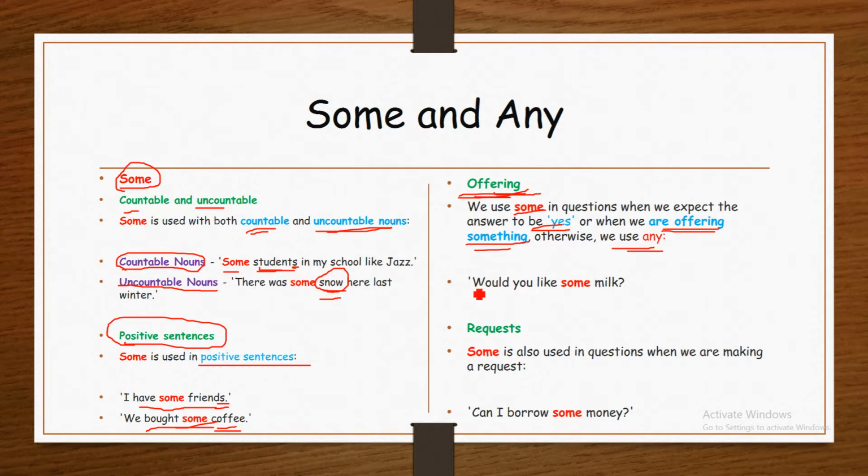Would you like some milk? You are offering something. You are offering milk. Some here is used for what? For offering something. Here milk is offered. Would you like some milk?